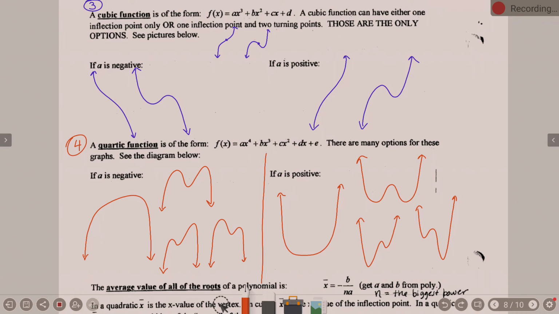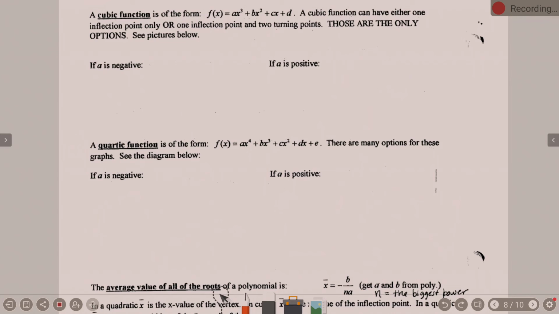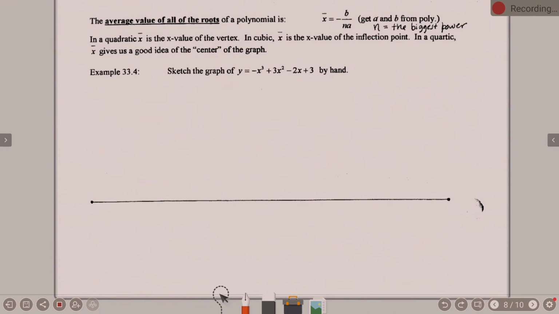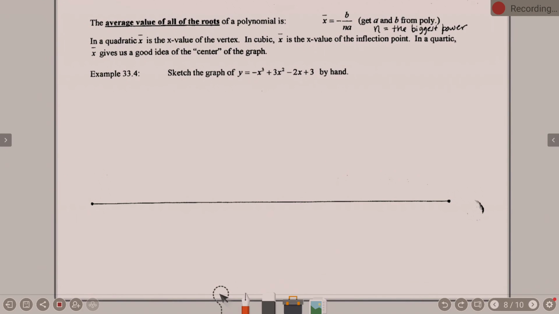Well, next topic when you're ready. Now, notice the bottom says sketch the graph. So this is one of these where we're going to do this without the calculator.